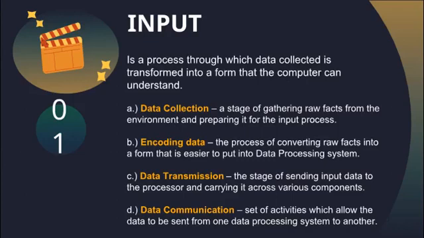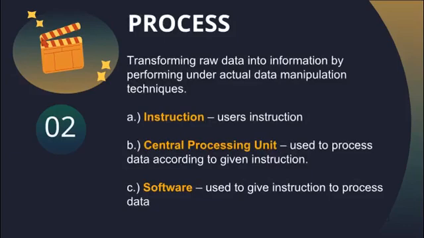Data communication is a set of activities which allow the data to be sent from one data processing system to another. Process is transforming raw data into information by performing actual data manipulation techniques. Activities carried out in data process are as follows. Instruction is the user's instruction. Central processing unit is used to process data according to the given instruction. Software is used to give instruction to process data.